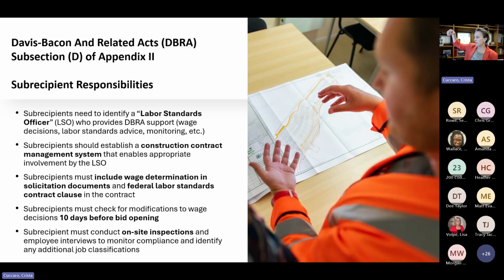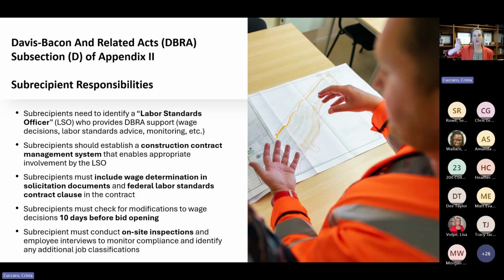So once you've obtained the wage determination, you include it with your solicitation. You also have to check it 10 days before bid opening. And the reason for that is that wage determinations can change, and so you want to make sure you're still acting under the most recent wage determination. So you've got to check for any modifications 10 days before bid opening.